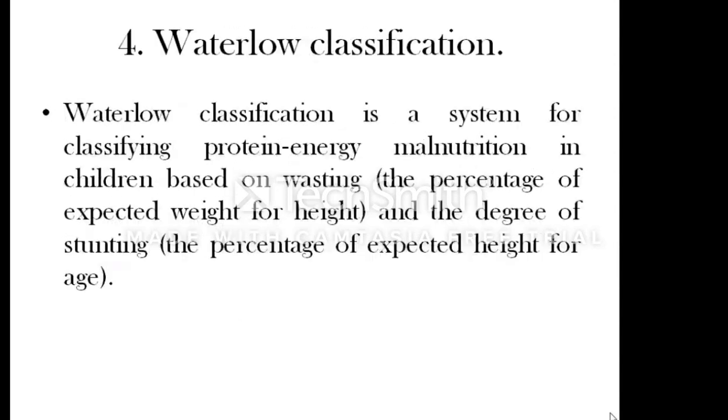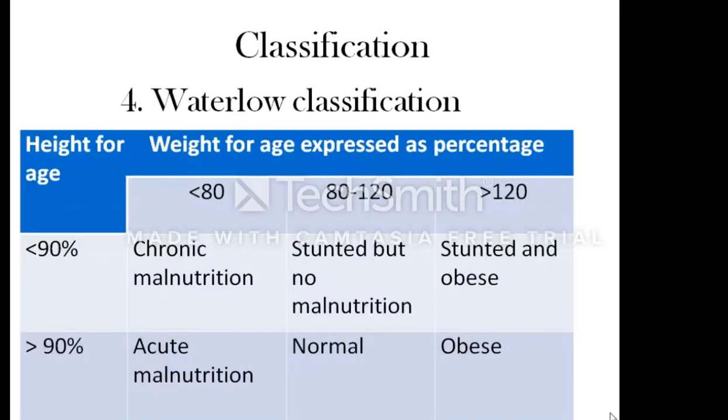Waterlow is a classification system in which they classify protein energy malnutrition based on wasting, the percentage of expected weight for height, and the degree of stunting, the percentage of height for age. So height for age and weight for height. Okay, so we have two parameters in the Waterlow, and the Waterlow chart is like this. We have height for age and weight for age.